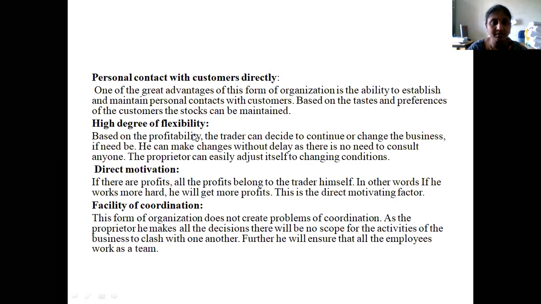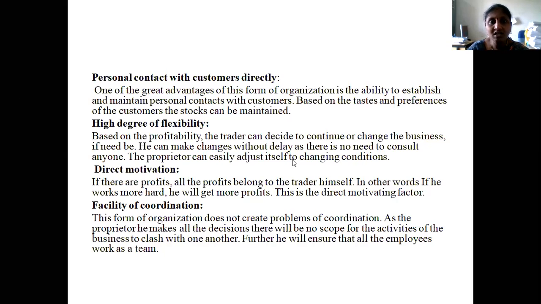Next, high degree of flexibility, because based on the profitability, the trader can decide to continue or change the business if needed. Based on your conditions and the working of your business, you can decide whether to continue or to make modifications. You can add another product, or remove certain products because their sales are very weak, or get new technology related products, or whatever it may be. Whatever you want to change in your business, you can change.